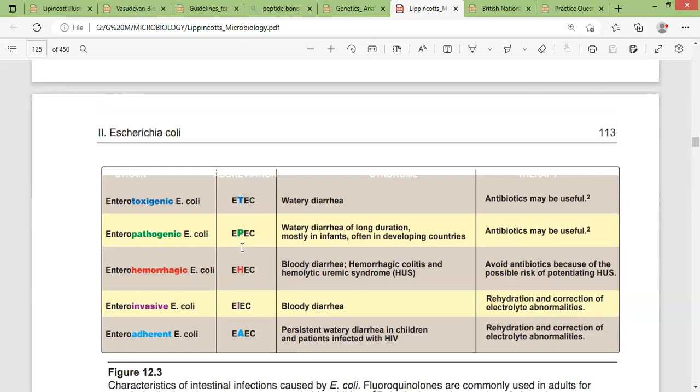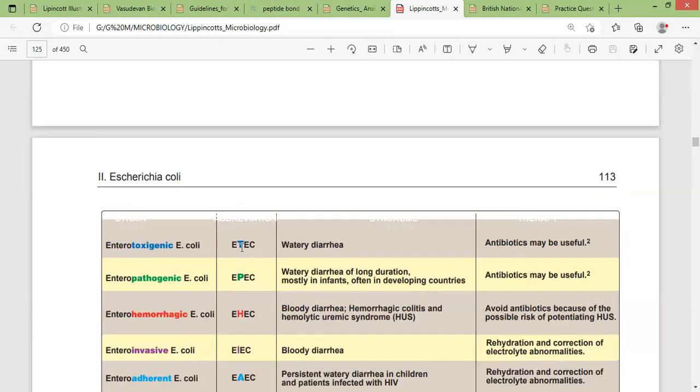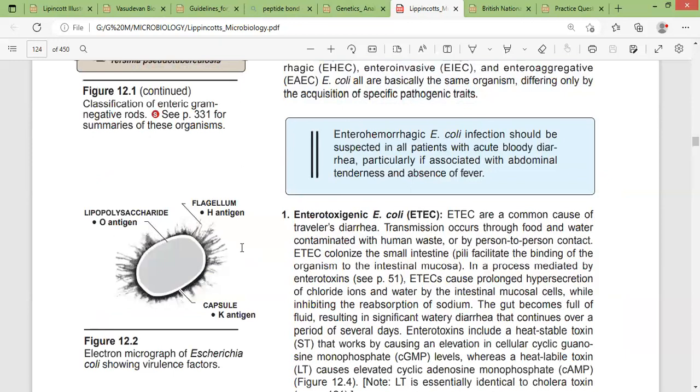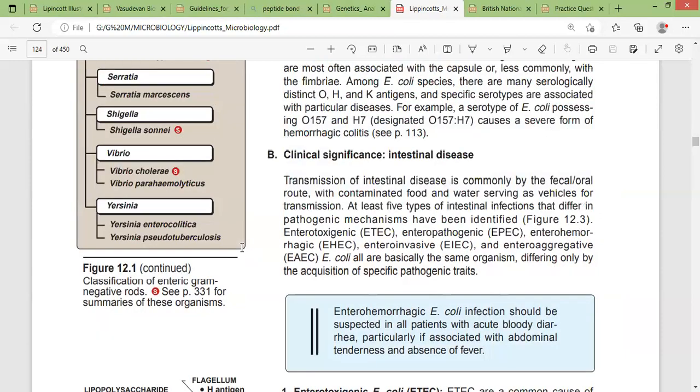Know this: EHEC, that is enterohemorrhagic, and enteroinvasive do cause bloody diarrhea. The others, toxigenic, pathogenic, and adherent, will be just watery diarrhea. Pathogenic we'll see having a longer diarrhea period, but adherent we'll see mostly affecting patients with HIV and AIDS. The source of infection is just through food and water. It's through contamination, from what you eat, this is how you will be getting the E. coli.